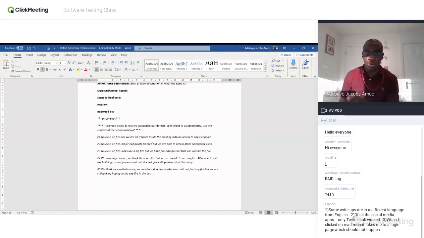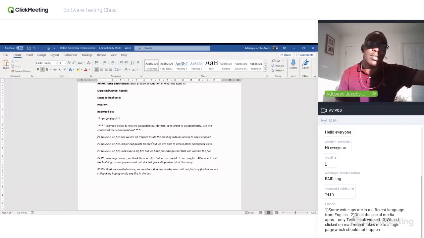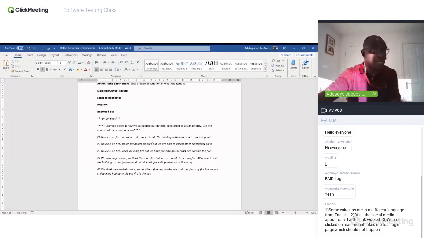Okay. Next one, house is on fire. Major exit point blocked, but we are able to access another emergency exit. The situation is as bad, but we can get out. We can get to the emergency exit.